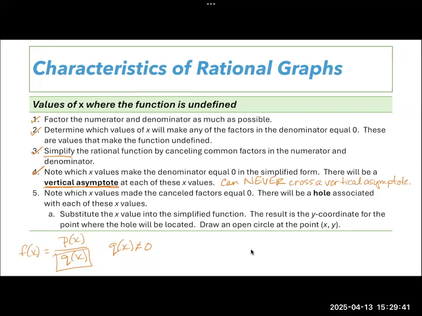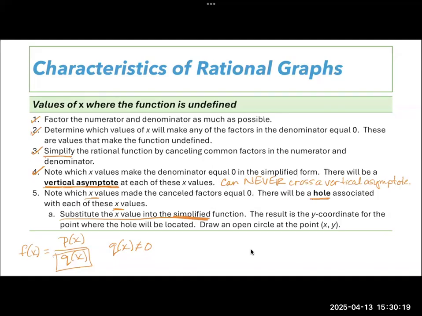Now, what about those factors that got canceled out? Well, at those, whatever x values make those canceled factors equal 0, instead of putting a vertical asymptote, you are actually going to put what we call a hole, which is literally a little circle that looks like a hole. And you're going to take that x value that would make the canceled factor 0, and you're going to substitute it into the simplified version of the function, because you will get an answer from that.